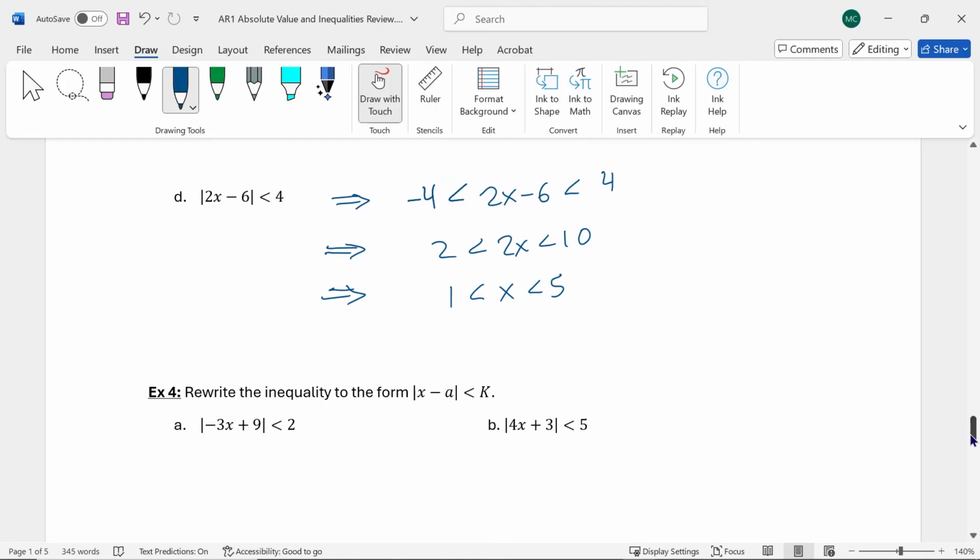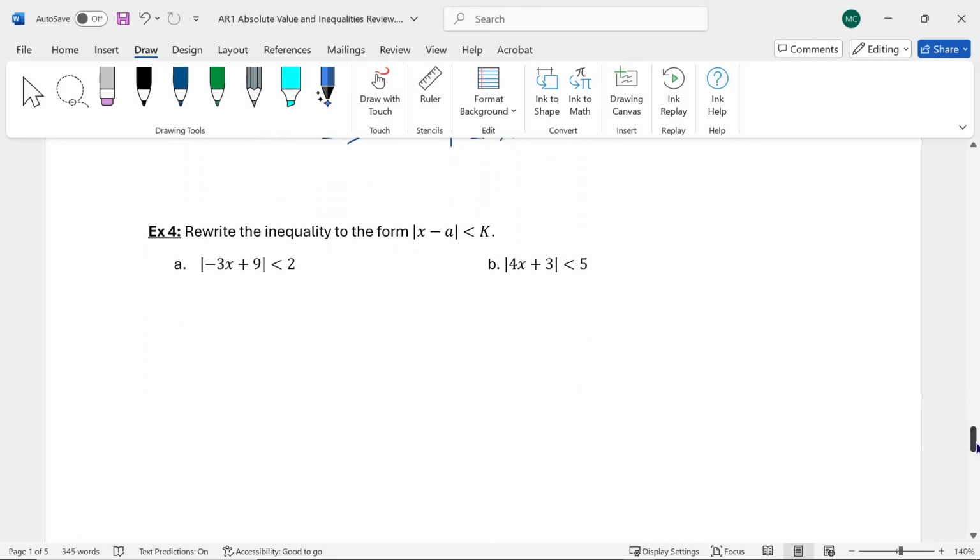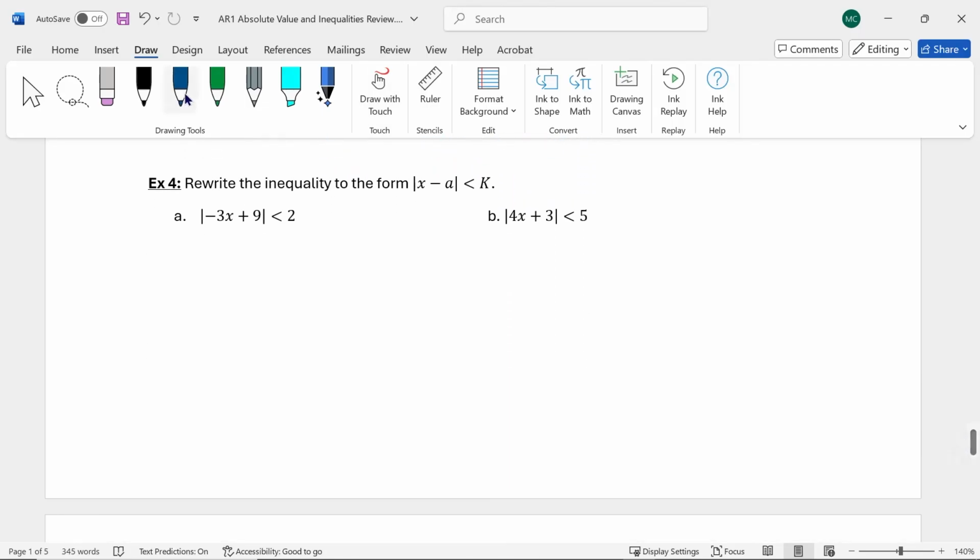Okay. Next, we're going to take a look at how we can rewrite certain inequality expressions. And this is really useful when we're trying to analyze the relationship of distances between a function's output and its input. This is something we're going to talk more about when we look at the formal definition of the limit, but we do want to practice the algebraic skills necessary to get to that point. So, rewrite the inequality in the form the absolute value of x minus a is less than k.